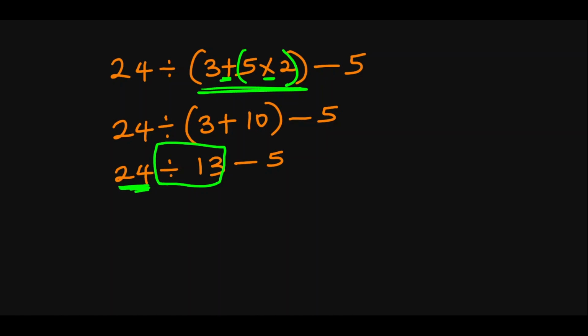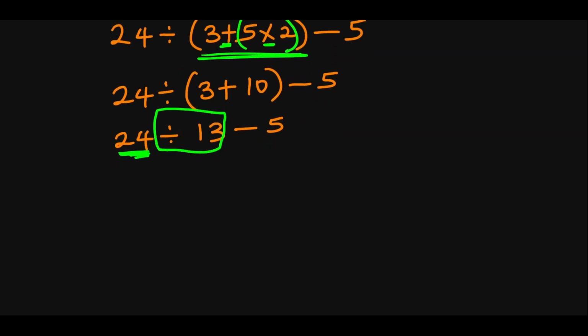It belongs to 13. So when you are doing your reciprocal, you cannot do 1 over 24 times 13 minus 5. This would be absolutely wrong. So what you should do here is 24 times 1 over 13 minus 5.